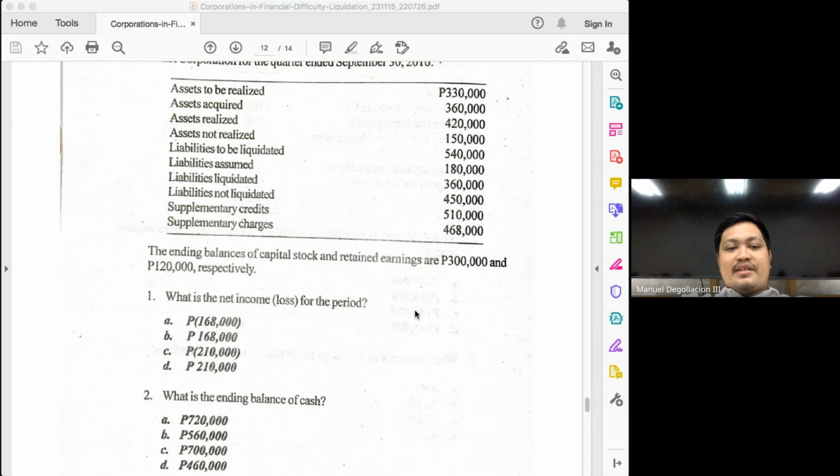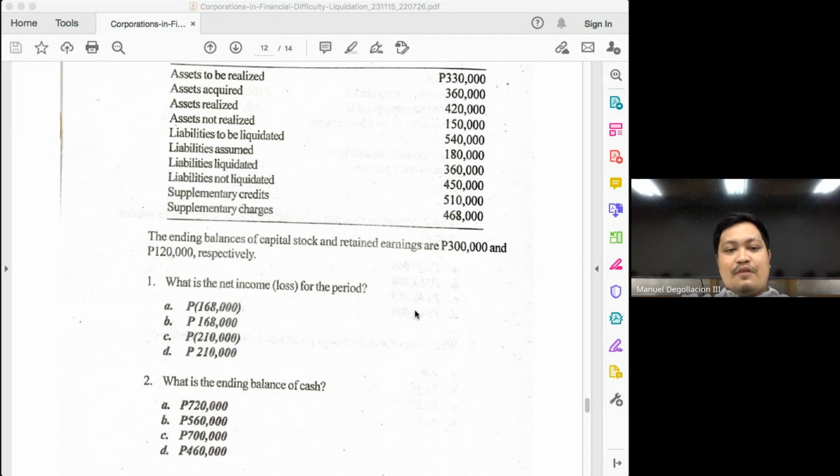So how much, class? 870 minus 150, how much will that give you? 720. And that will already be the ending balance of your cash.